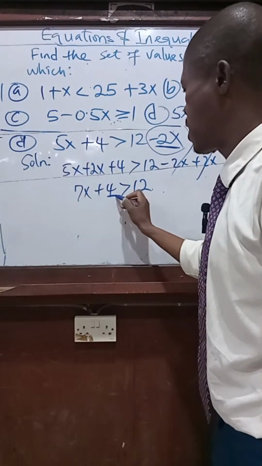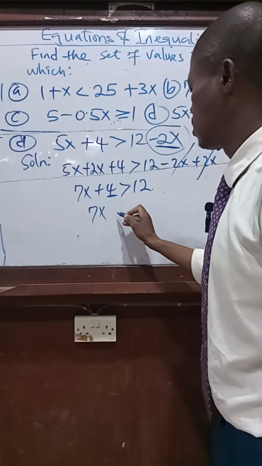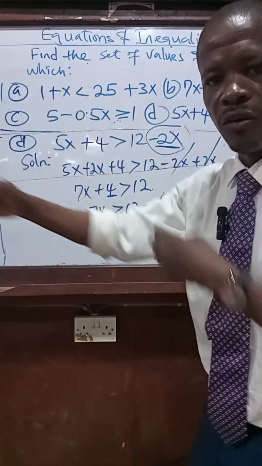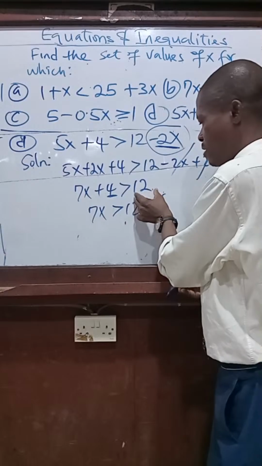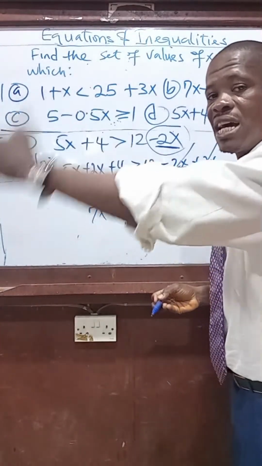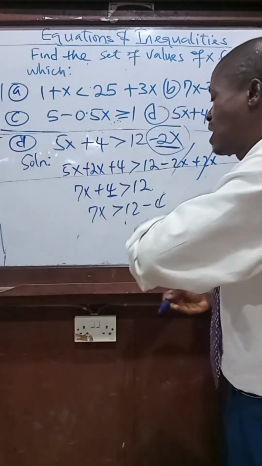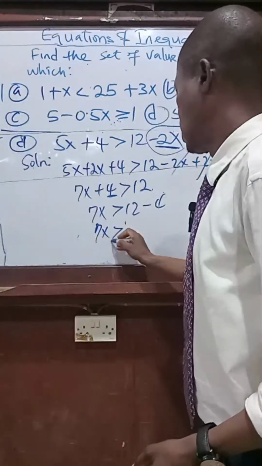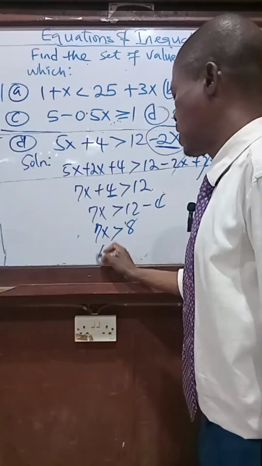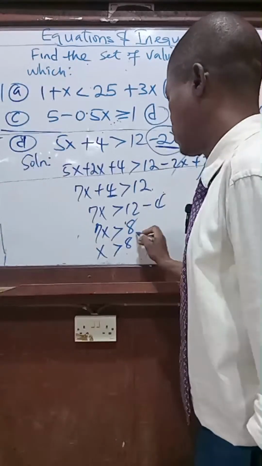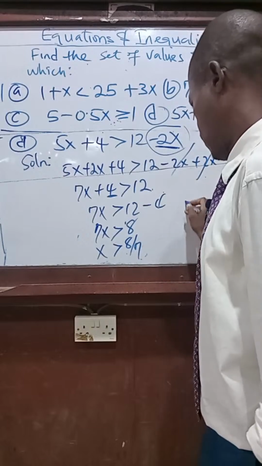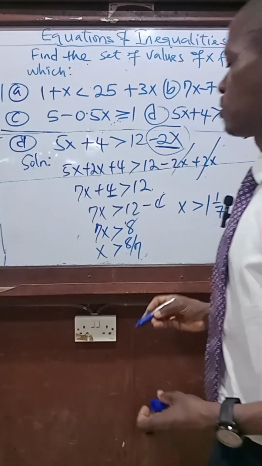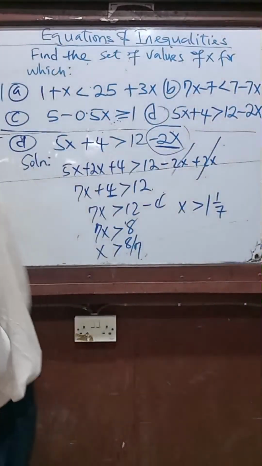Remove this 4 from here. So that will be 7x greater than 12 minus 4. You're adding minus 4 to this place, minus 4 to this place. Add minus 4 to the left, add minus 4 to the right. So I have 7x greater than 8. And then make x the subject. That will be 8 over 7, which is one whole number, 1 over 7. So that's that on the first part.